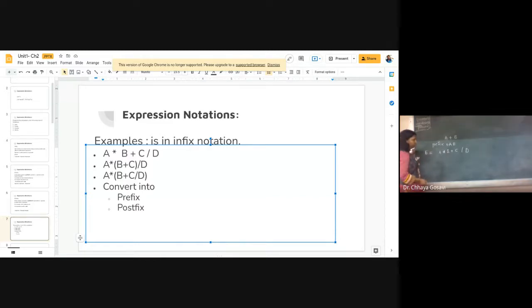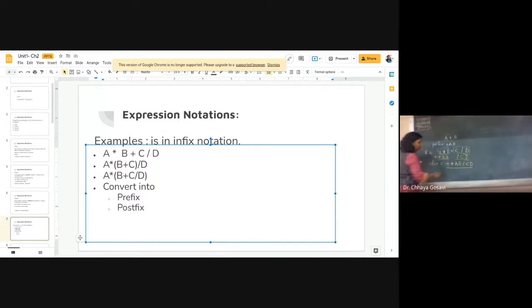So which operation should be performed first? Multiplication and division. So how to convert A star B to prefix? Star AB. How to convert C slash D? Slash CD. And this operator should come first, because these are two operands for the addition operator. So addition should come first, then star AB, slash CD. So the prefix form will be plus star AB slash CD. Correct?